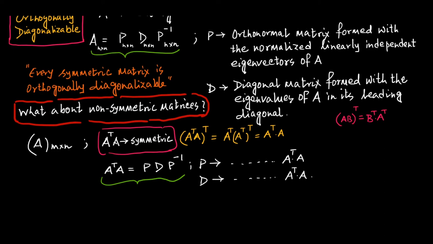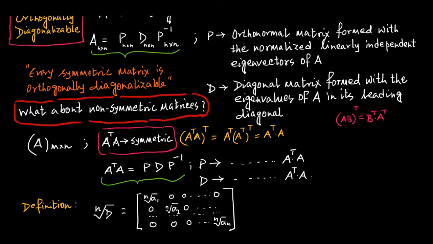Before that, I will define a concept, the nth root of a diagonal matrix. It might sound weird, as I'm talking about the nth root of a matrix, but it is defined as a diagonal matrix where the leading diagonal elements will be the nth root of the leading diagonal elements of the matrix D.